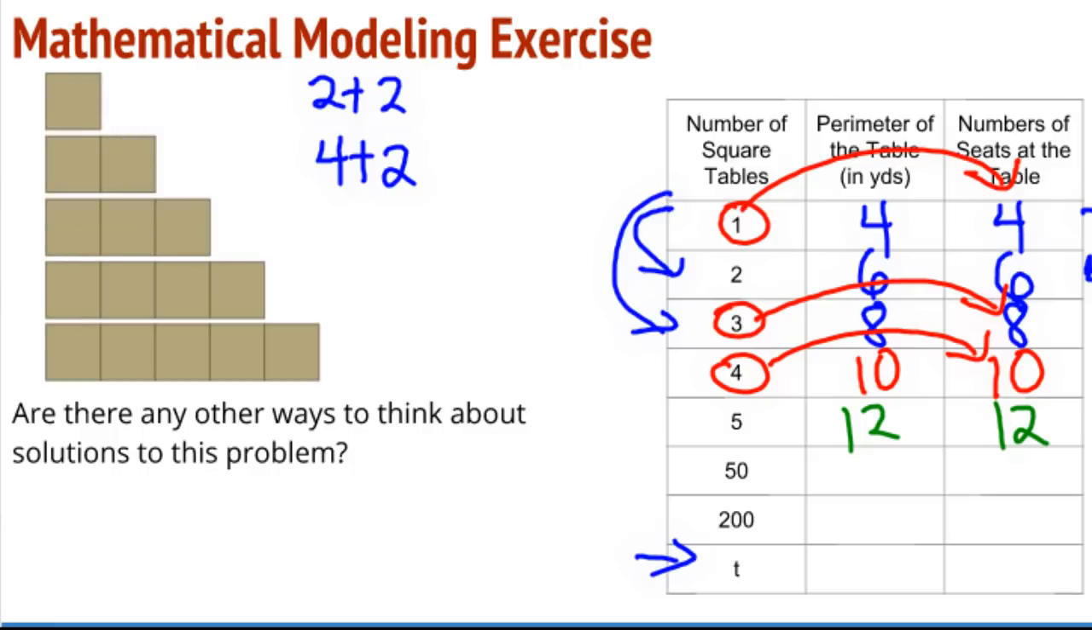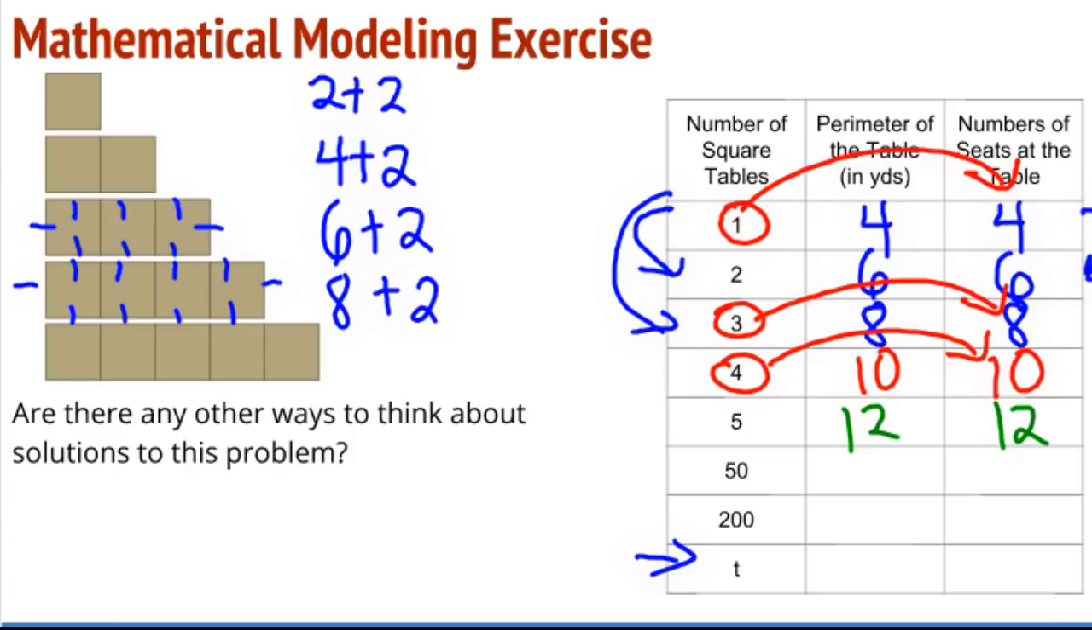When I come to the set of 3 tables, I notice I've got 1, 2, 3, 4, 5, 6. So I've got 6, and then I've got the people on the ends. And then I noticed on the set of 4, 1, 2, 3, 4, 5, 6, 7, 8, I've got 8, and I've got the 2 on the ends. I notice this 2 is a constant. I'm always adding 2. So I'm actually going to come over here, and I'm going to put a plus 2. The way that I have analyzed this, I know that I'm always adding the 2 people on the end.